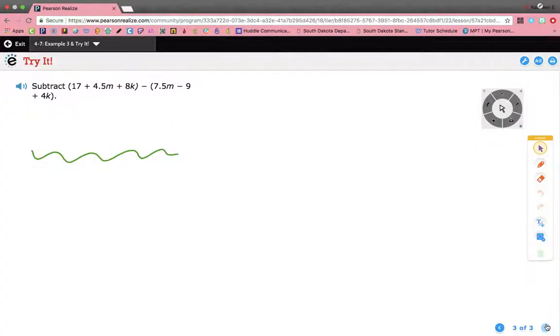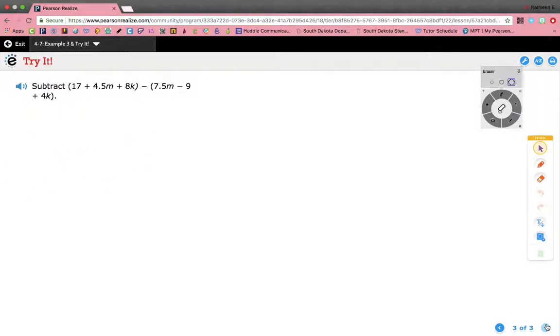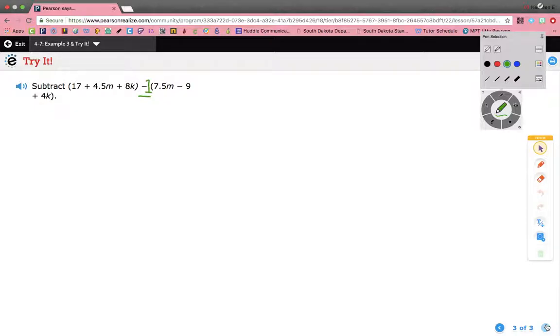Number 3. Subtract those two. Remember, we're taking the negative sign here. We're distributing a -1 to the second one. We're distributing a 1 to the first one too, but it doesn't change anything. 17 plus 4.5 m plus 8k minus 7.5 m plus 9 minus 4k. You're essentially just changing their signs: positive, negative, positive becomes negative, positive, negative, opposites.